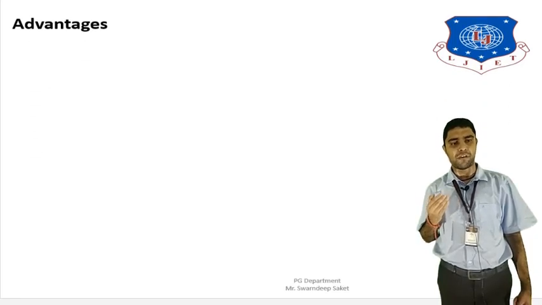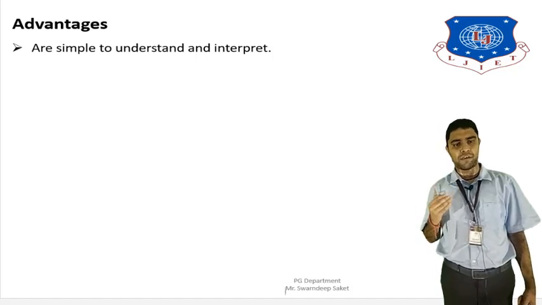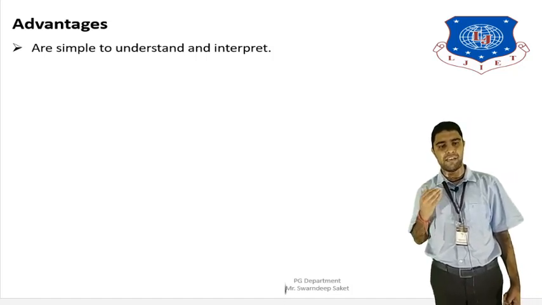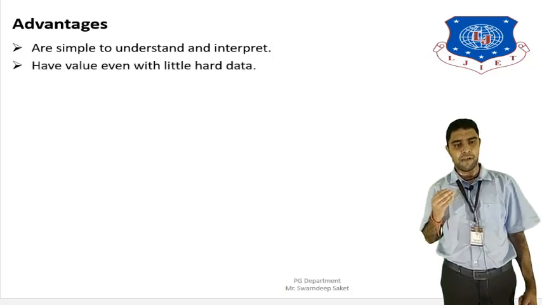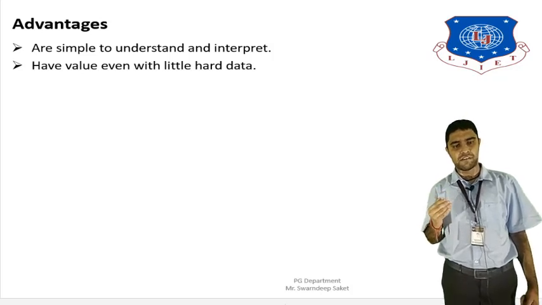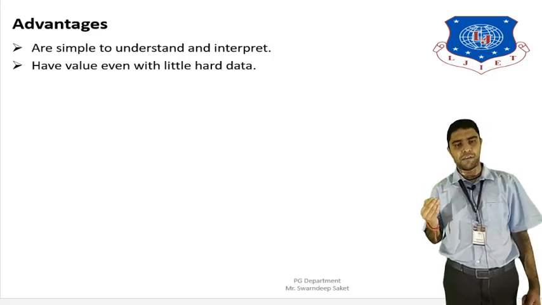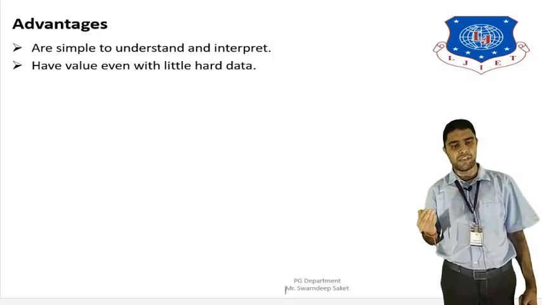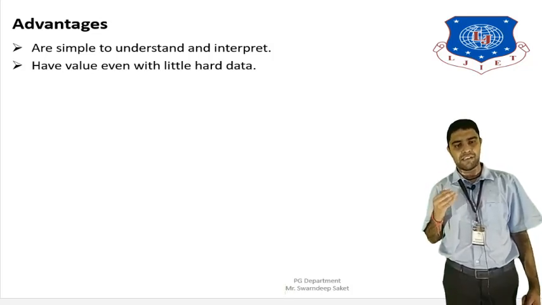Next topic is about the advantages of decision trees. First, they are simple to understand and interpret. People can easily understand and interpret the results of a decision tree, and they can use that model for brief explanation. They have value even with little hard data. If the data is very small, the tree can still be built, and it gives preference for the objectives or the outcomes by using the decision tree analysis. So the decision tree is very easy to understand, and we can easily handle hard data in decision tree analysis.